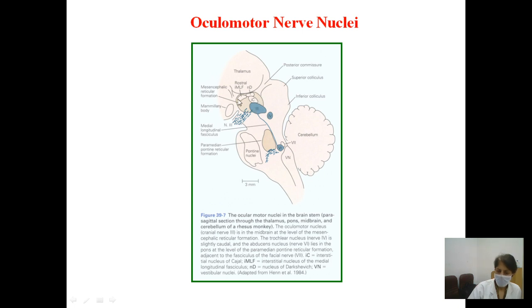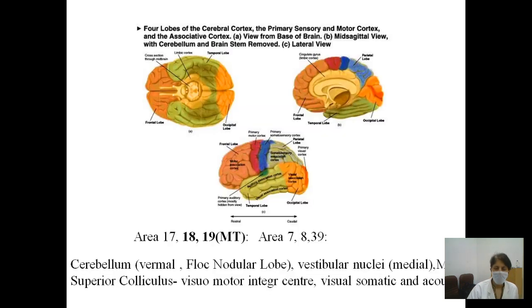But in addition to that, you have some very important accessory oculomotor nerve nuclei, which you can see very clearly here. This is the rostral interstitial nucleus of the medial longitudinal fasciculus, nucleus of Darkschewitsch, the interstitial nucleus of Cajal, and the nucleus of the posterior commissure, which is important for our class today. Okay. Now I'll just tell you some important areas which are concerned with vision.